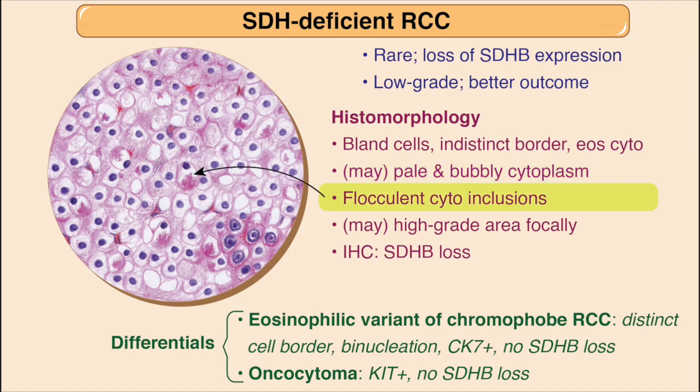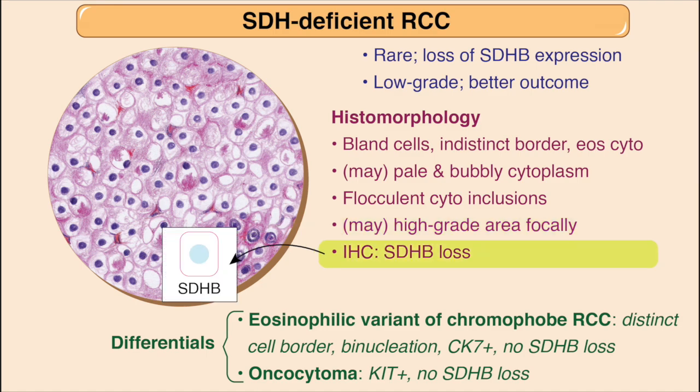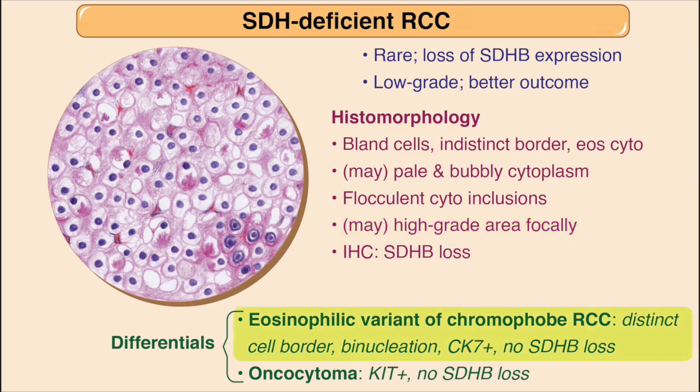One characteristic but inconsistent finding is flocculent cytoplasmic inclusions. Despite being a low-grade tumor, few cases can have focal high-grade areas. Loss of SDHB is crucial for diagnosis. Common differentials include eosinophilic variant of chromophobe RCC and oncocytoma.